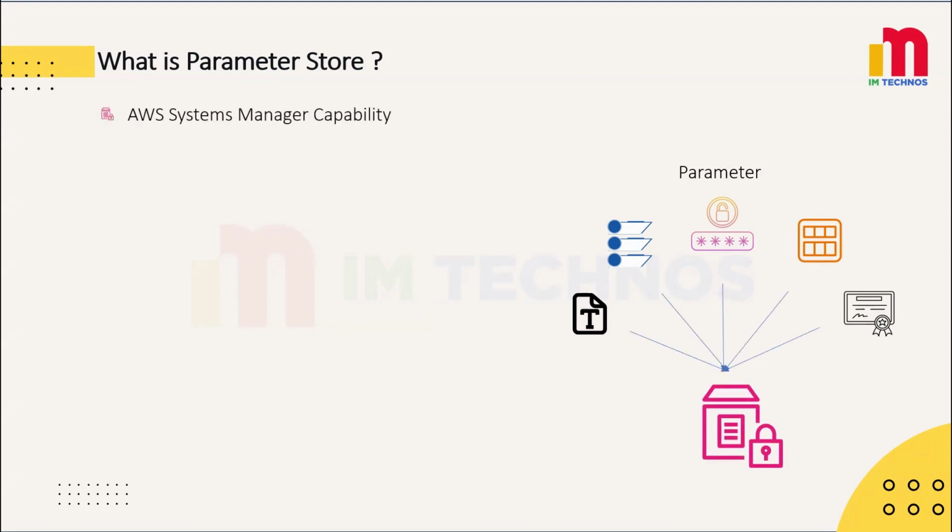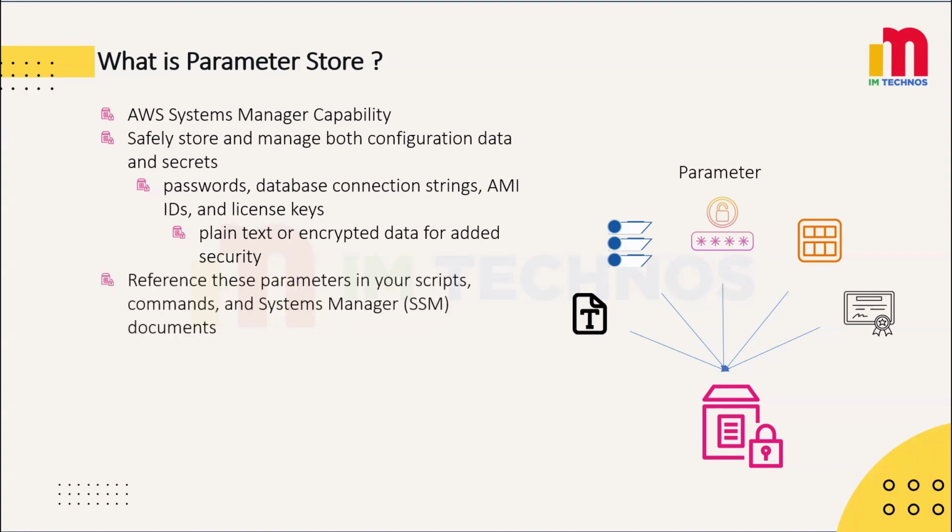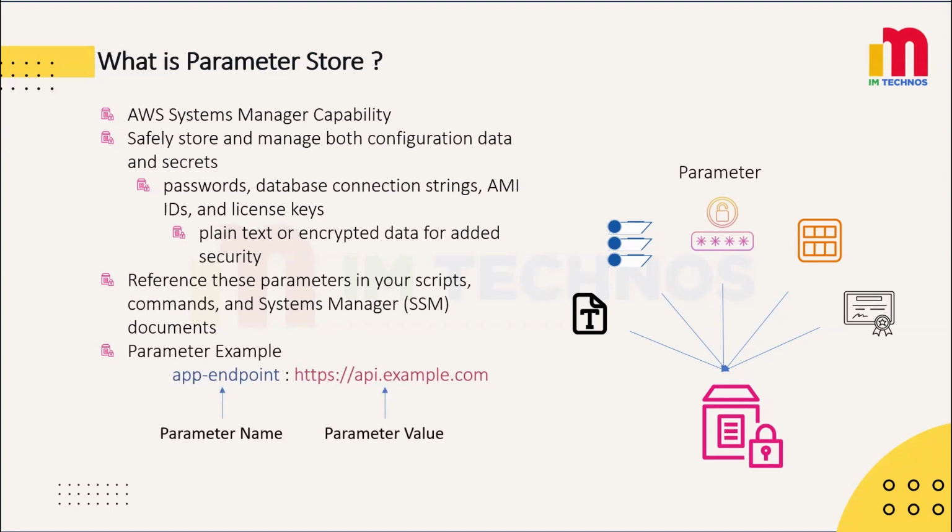Firstly, it's a key capability within AWS Systems Manager. It's primarily used for securely storing both configuration data and secrets, collectively referred to as parameters. You can store parameters in two ways, either as plain text or as encrypted data for enhanced security. Additionally, you can reference these parameters in your scripts, commands, and Systems Manager documents. A parameter example is shown here, consisting of a parameter name and its corresponding value.